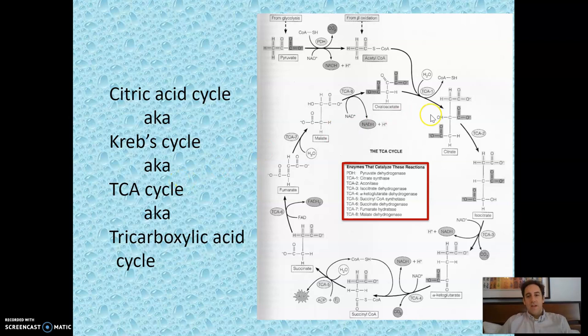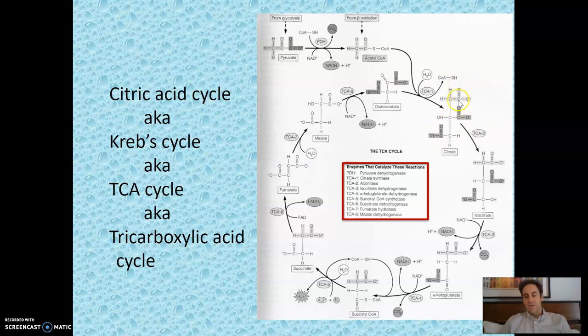The reason for all these names is you'll notice that in this reaction, the pyruvate oxidation stage, pyruvate is converted to acetyl-CoA. When that acetyl-CoA comes in, it forms citrate. So that's why it's called the citric acid cycle. And you'll notice that citrate has 3 functional groups, which are carboxylic acids.